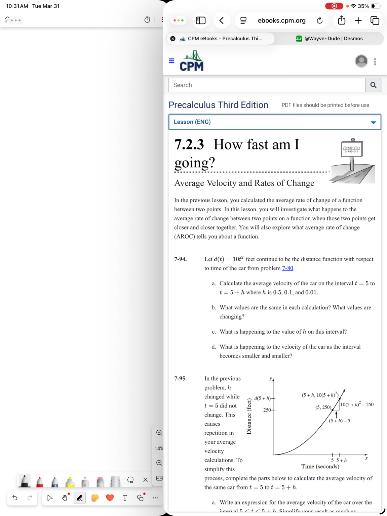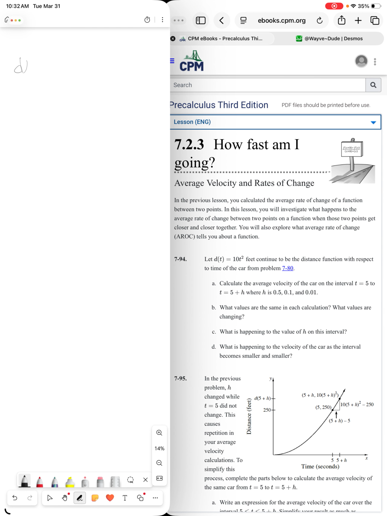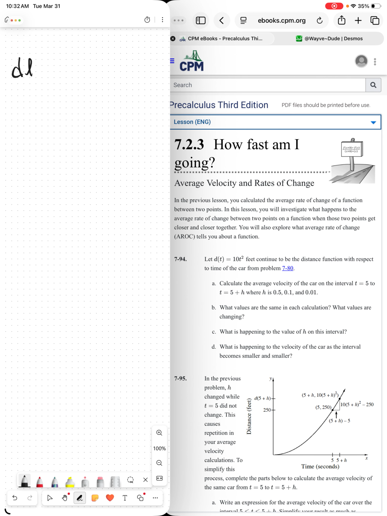So let's start here. D of t, let's zoom in, sorry. D of t equals 10t squared. Okay, so calculate the average velocity of the car from t equals 5 to 5 plus h, where h is 0.5, 0.1, and 0.01. Okay, so at 5, we got 25 times 10 is 250.